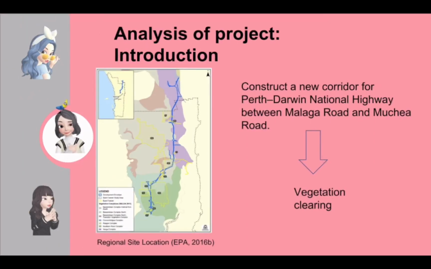Then I will show you whether the significance spectrum was used in this project. This project plans to construct a new corridor for the Perth-Darwin National Highway. However, some vegetation would be cleared to construct it. Therefore, I'm going to talk about how the impact significance on vegetation complex was determined in this project.